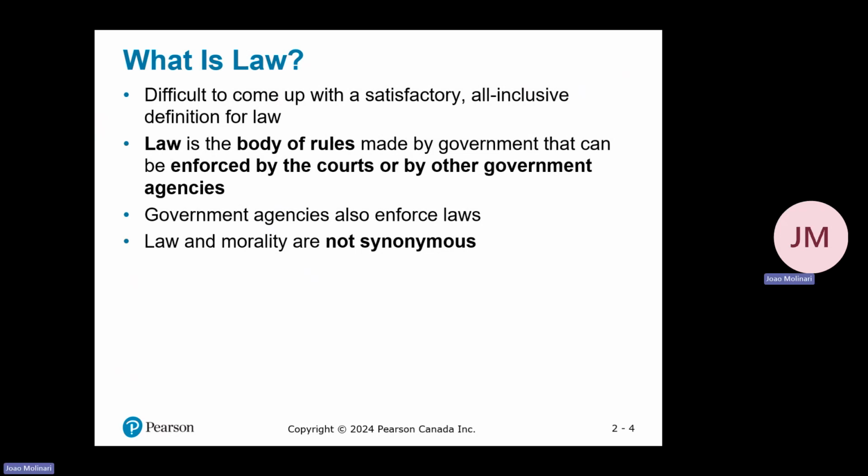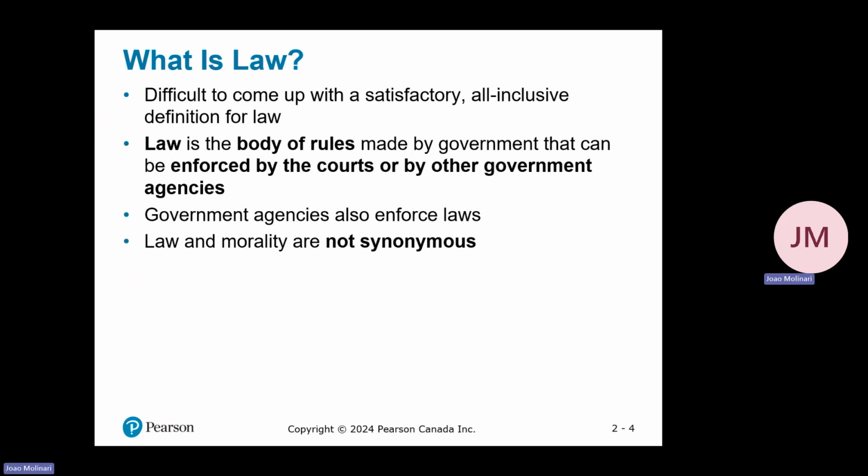If you're driving and a police officer pulls you over, the police officer is also an example of a governmental agency, and they are enforcing the law. They want to see your driver's license, your insurance papers. Does it make sense? So that's law for us. Law is this body of rules, several types of rules as we'll see in the course, and they are enforced either by courts when there's a lawsuit or by governmental agencies.